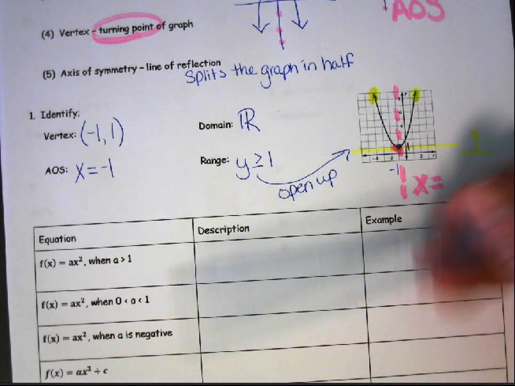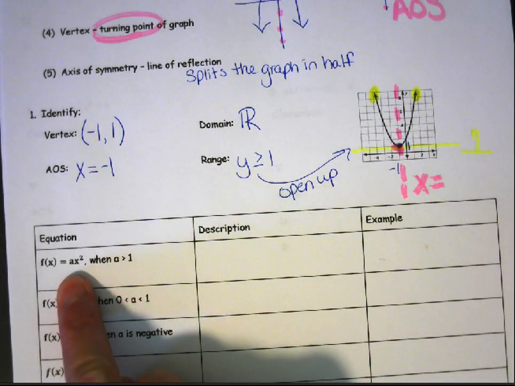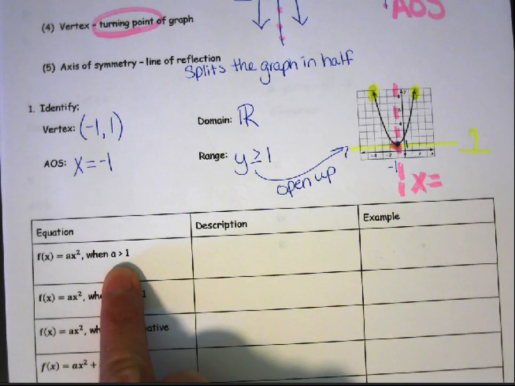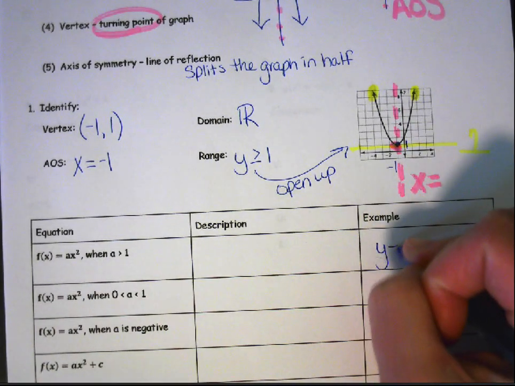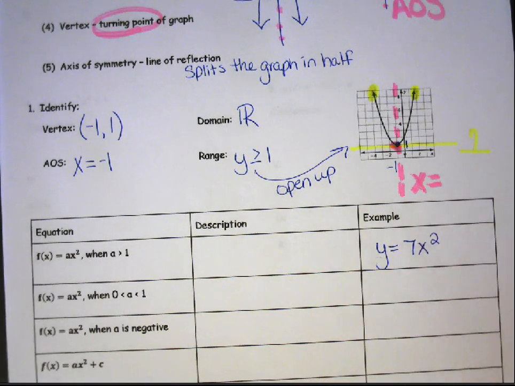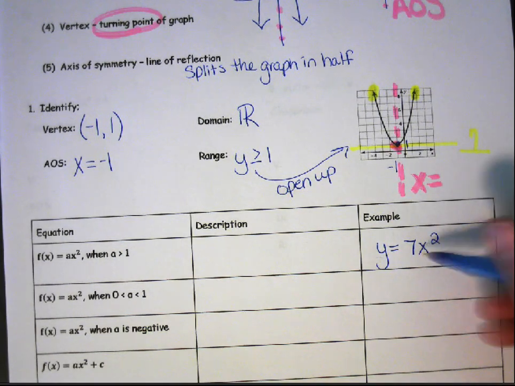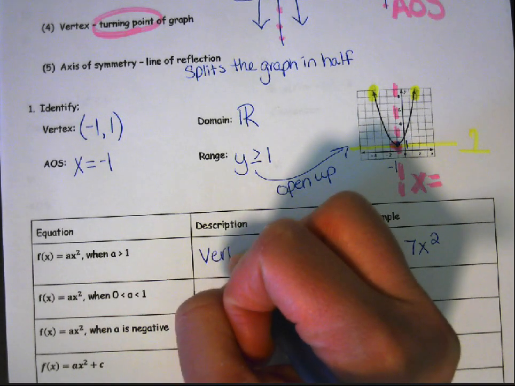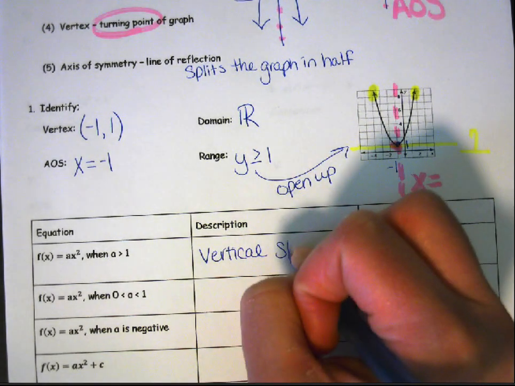So let's just do a quick review here. Notice the a out front when a is greater than 1. Let me give you an example, like y equals 7x squared. That 7 is going to make it quite a bit steeper. So we call that a vertical stretch.